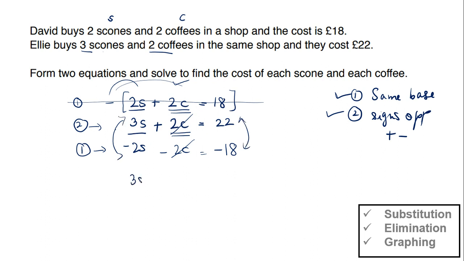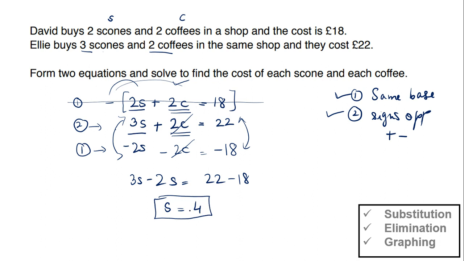So 3s minus 2s equals 22 minus 18. So 3s minus 2s means just 1s, or I can just write it down as s is equal to 22 minus 18, which gives me a 4. Now my s, or my scones, is equal to 4.